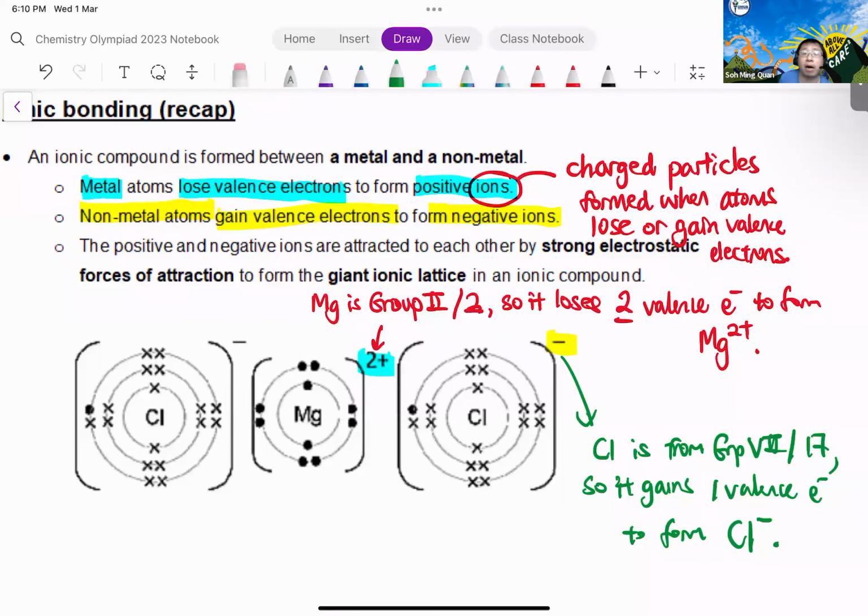Now, this forms a compound, obviously, because the positive ion is attracted to the negative ion, and this is called a strong electrostatic force of attraction, which is what we call the ionic bond. Okay, so we will stop here. I will go on to the ionic bonding in further detail next week.